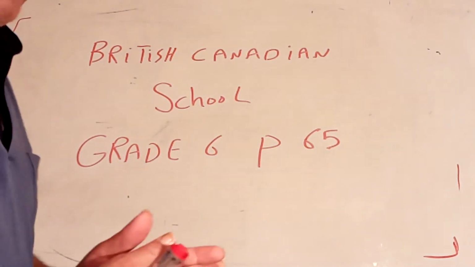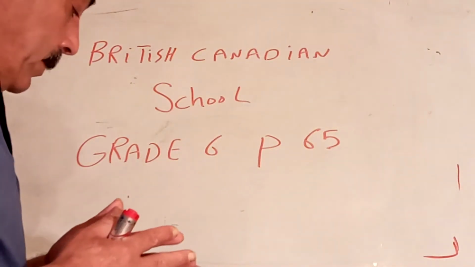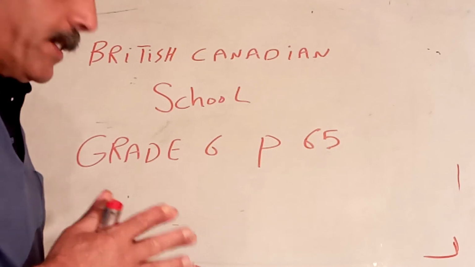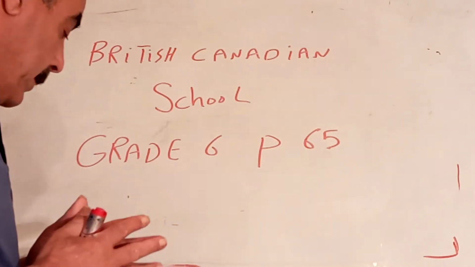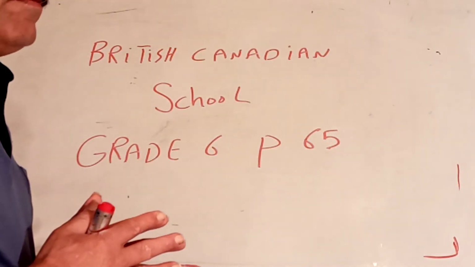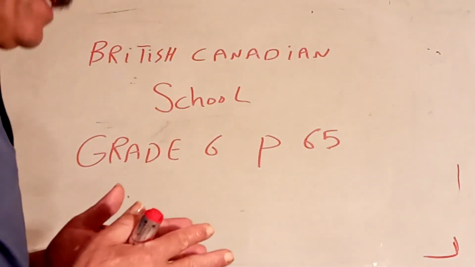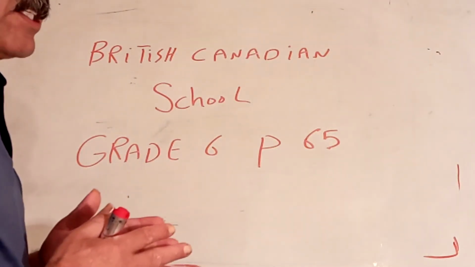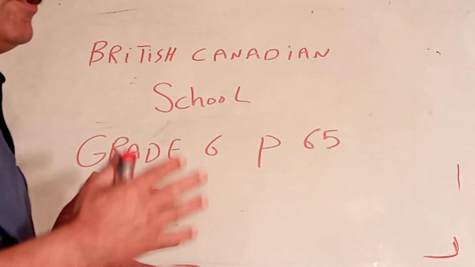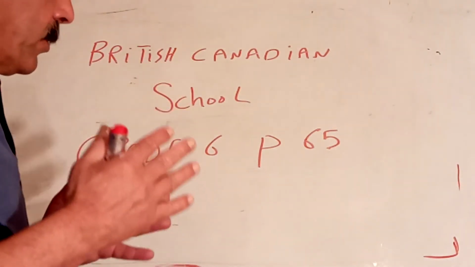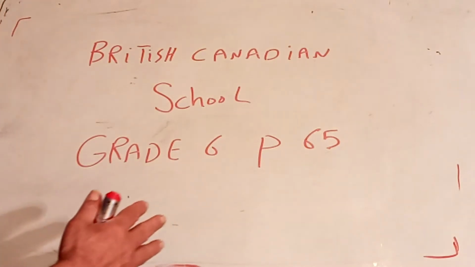Let's start grade 6 on page 65. Open your book on page 65 and it will be a continuation of the last lecture. Last lecture we had rotation and now we will have reflection. Reflection, you reflect either on the y-axis or on the x-axis. We will start to see the reflection.